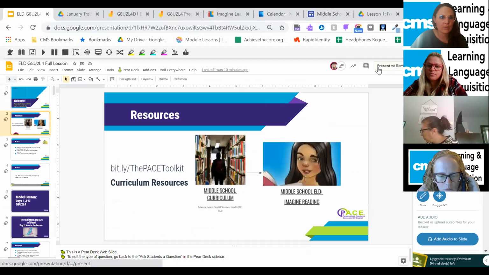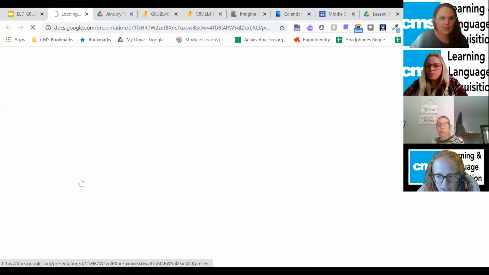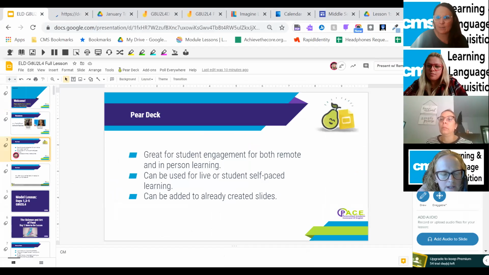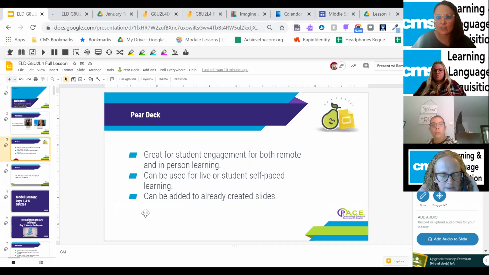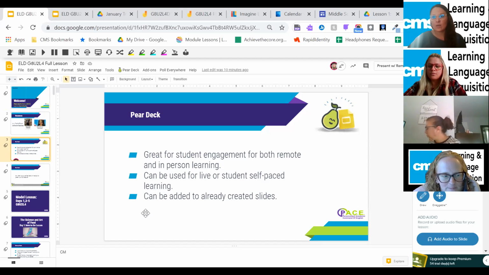All right, so the next thing we want to do is talk a little bit about Pear Deck, and I'm not going to present my screen right now. We love Pear Deck. We know some of you use Pear Deck in your lessons, or you might use Nearpod. We love these two different engagement tools because they are both great for remote and in-person learning. So great when you're on Zoom with the kids, or when you go back to in-person, especially because they're still going to have to be 6 feet away from each other. They can be used for live or student self-paced learning, so you could use them synchronously or asynchronously. And it's super easy to add it to your slides.